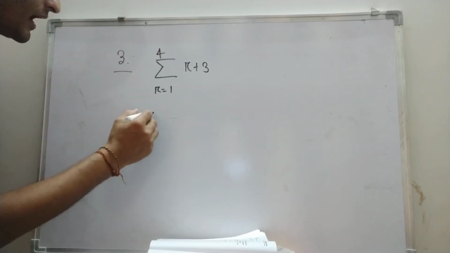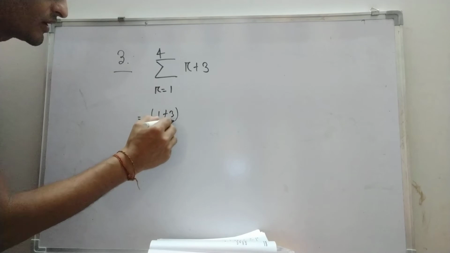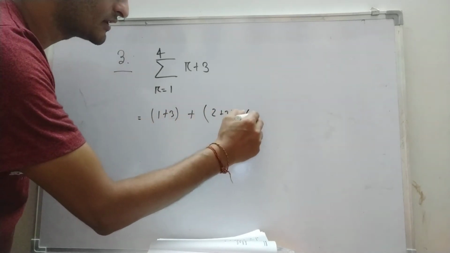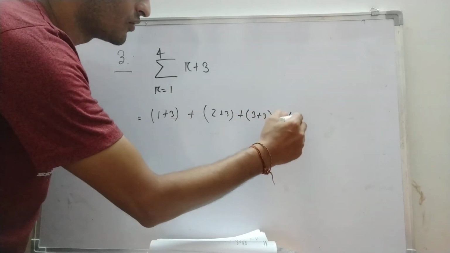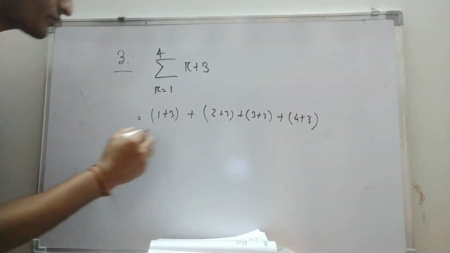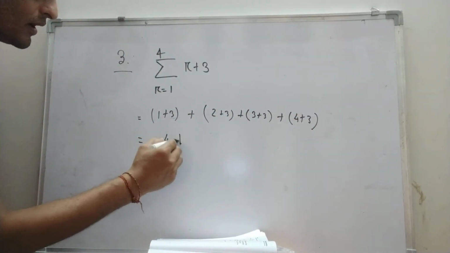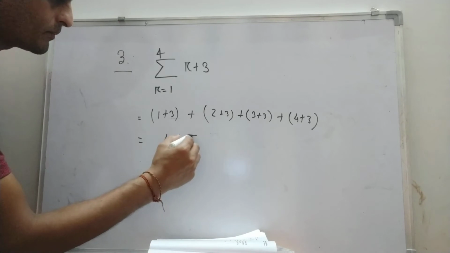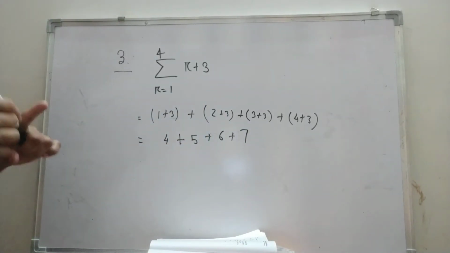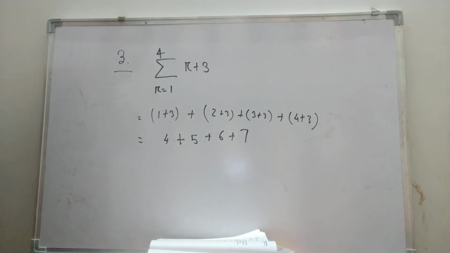So we can write down r. Suppose r is 1, then 1 plus 3, then plus. If r is 2, then 2 plus 3. If r is 3, then it is 3 plus 3. If r is 4, then it is 4 plus 3. So it is 4 plus, it is 5 plus 6 plus 7. This is the particular series that we are asked to find for this summation, r goes from 1 to 4, r plus 3.